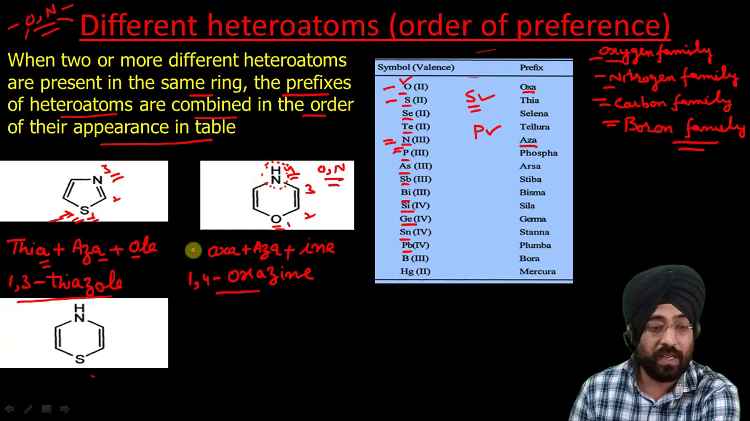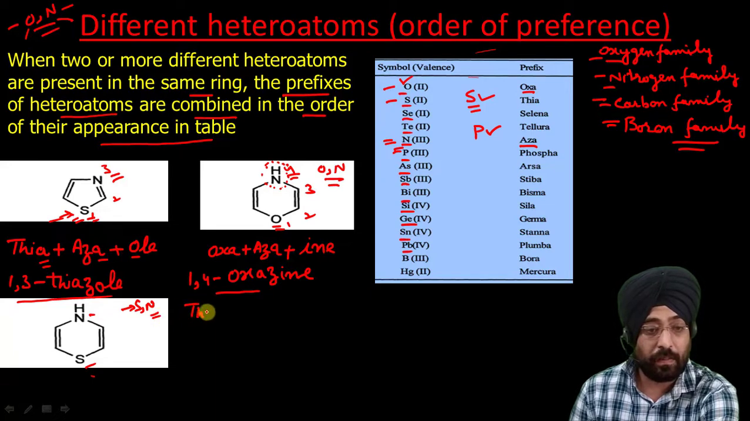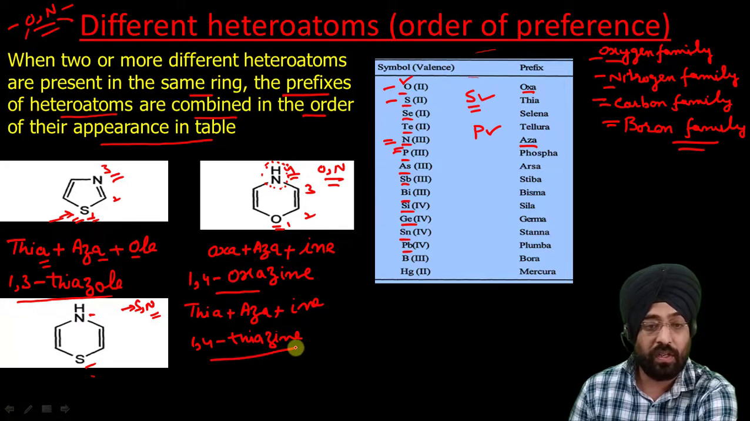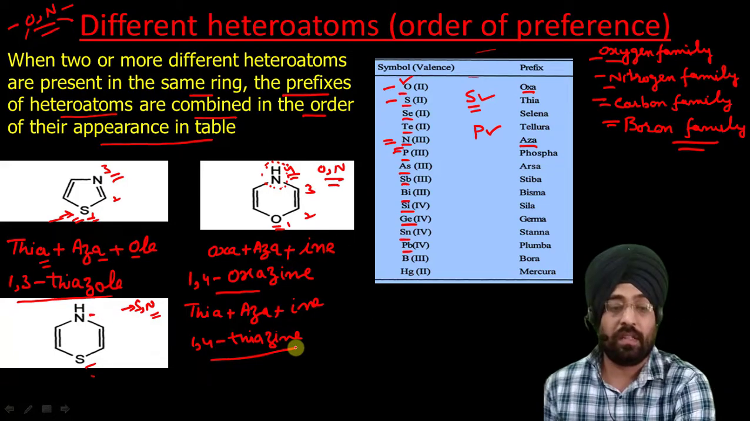Now similarly this, it has sulfur and nitrogen. Sulfur belongs to the oxygen family, so it will have higher preference than nitrogen. So sulfur is thia plus aza plus, it is a six membered unsaturated ring, ine, so it is 1,4, numbering I will discuss later, thiazine. 1,4-thiazine is the name for this compound.